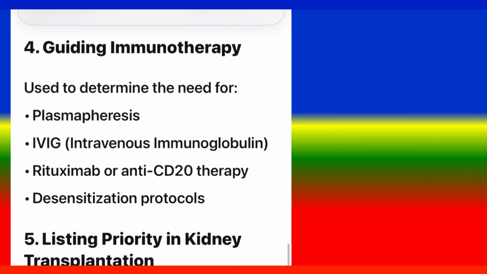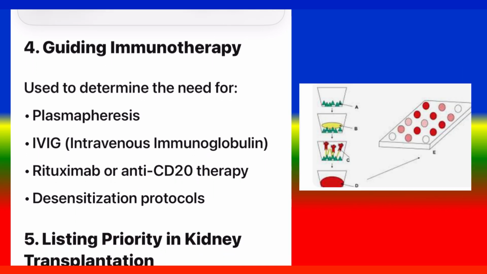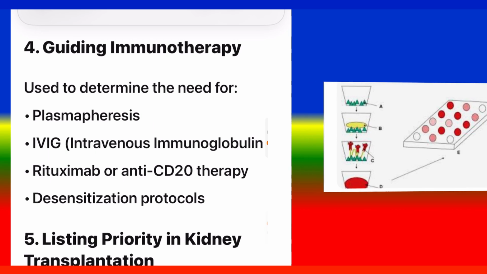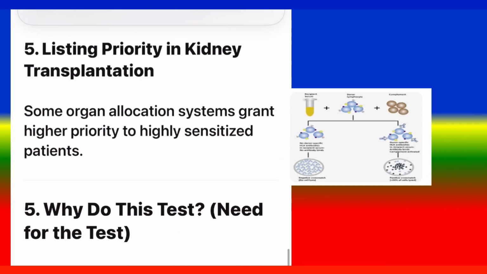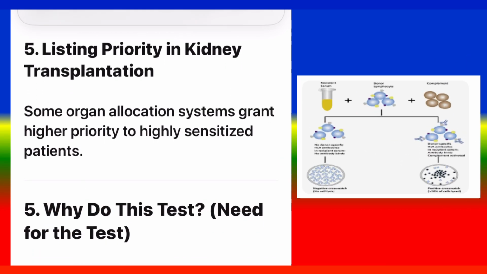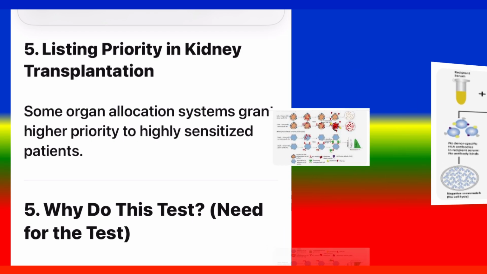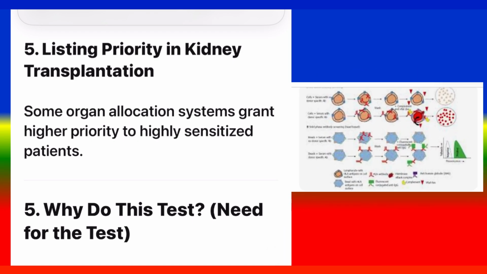4. Guiding immunotherapy: used to determine the need for plasmapheresis, IVIG, intravenous immunoglobulin, rituximab or anti-CD20 therapy, and desensitization protocols. 5. Listing priority in kidney transplantation: some organ allocation systems grant higher priority to highly sensitized patients.